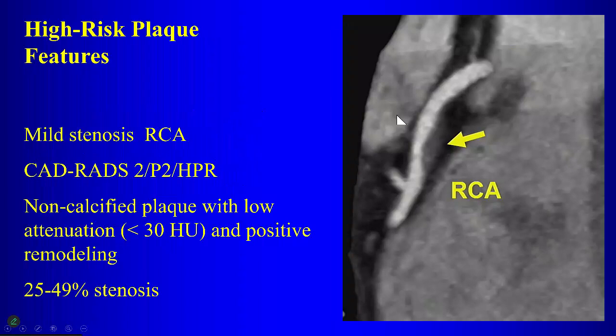So here's an example. There's some mild stenosis of the RCA, so that would get a score of 2. P2, comparing if you have the calcium score. And high-risk plaque, because we have the attenuation, let's say, is less than 30 Hounsfield units, but also there's positive remodeling here. You see the diameter of the vessel here is greater than the diameter of the vessel more proximal to the plaque. So that's positive remodeling. Since we have at least 2 features, then we can give this an HRP, high-risk plaque modifier, in this case.